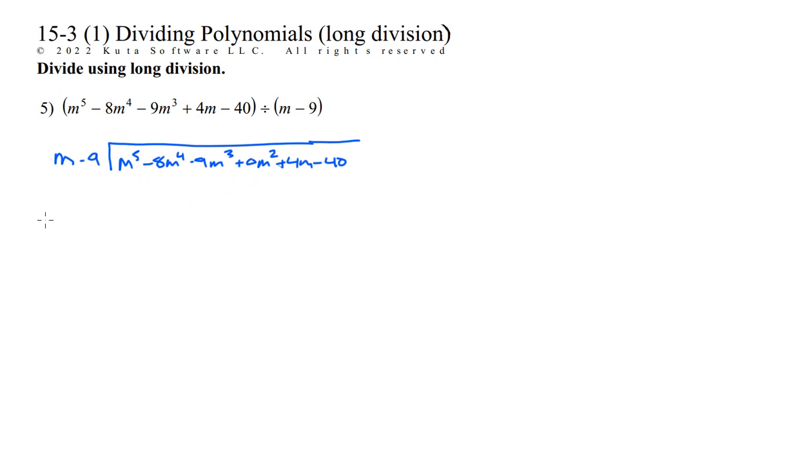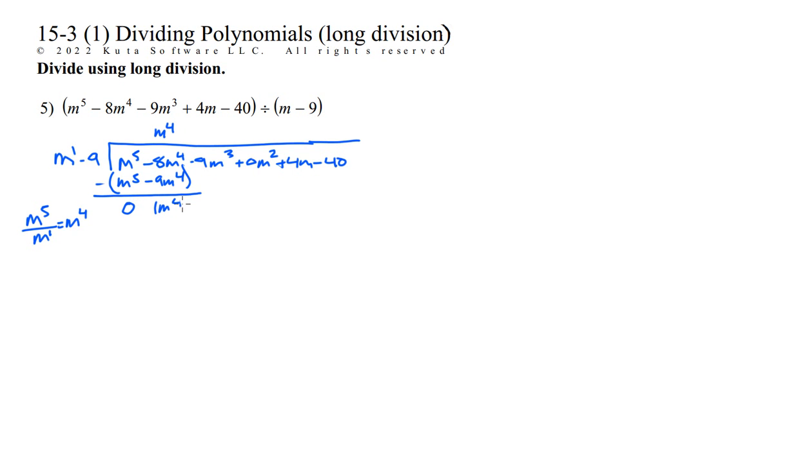So first thing, take our first term, m to the 5th, divide it by m to the 1st. That gives us m to the 4th. So we put m to the 4th up here. M to the 4th times m to the 1st is m to the 5th. M to the 4th times negative 9 is negative 9m to the 4th. We're going to subtract all this. So negative 8 minus negative 9 is plus 9. So that's going to leave us with 1m to the 4th. And then m to the 5th minus m to the 5th is 0.